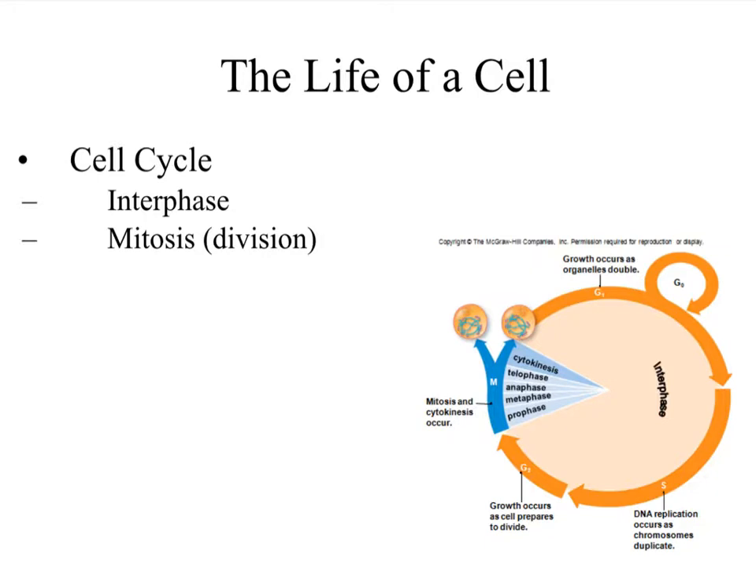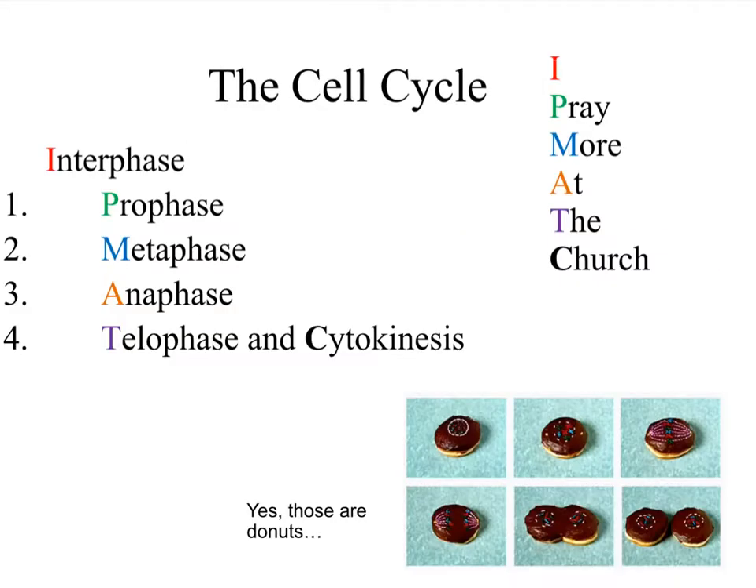So the life of a cell is in a cycle. It's like a circle. It starts with a phase called interphase, and that's where the cell spends most of its life. And then we have a shorter period of division called mitosis. To help you guys remember the steps of mitosis, you can think about this silly little saying over here. So I pray more at the church. Interphase, prophase, metaphase, anaphase, telophase, cytokinesis.